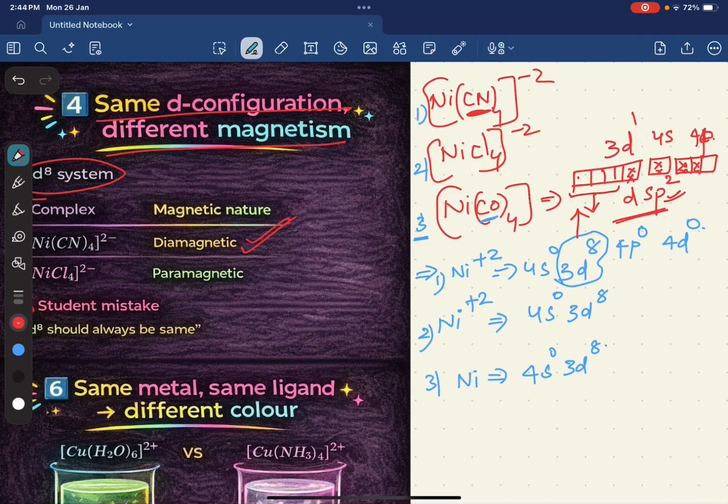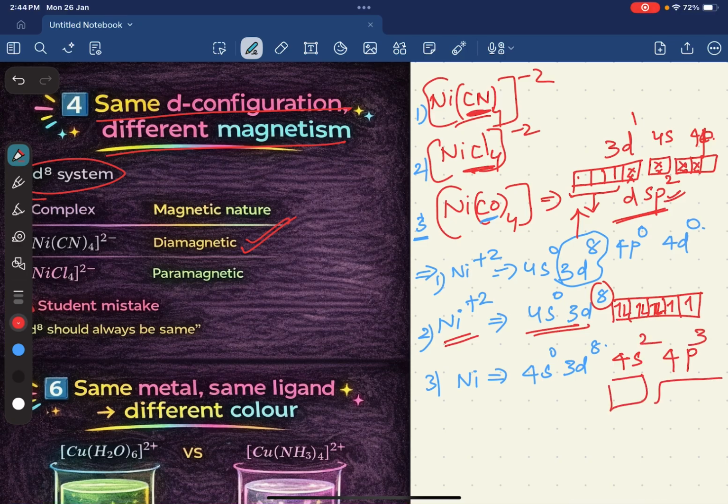Diamagnetic, square planar, dsp2 is with CN4. Coming to NiCl4: Cl is a weak field ligand, so the d electrons will not pair up against Hund's rule. So the electrons will be like this, 8 electrons. Since the pairing doesn't happen against Hund's rule, the ligand Cl electrons started filling from 4s and 4p. So 4s2, 4p3.